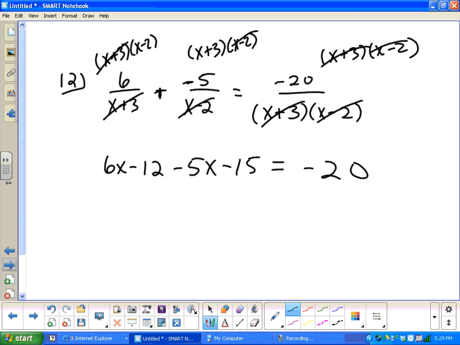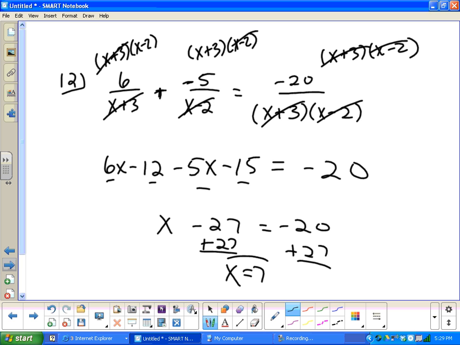And so now I've got something that's really solvable here. I've got 6x minus 5x would be x. Negative 12 minus 15 would be negative 27. And so now let's just add 27 to both sides, and that's going to be a positive 7.